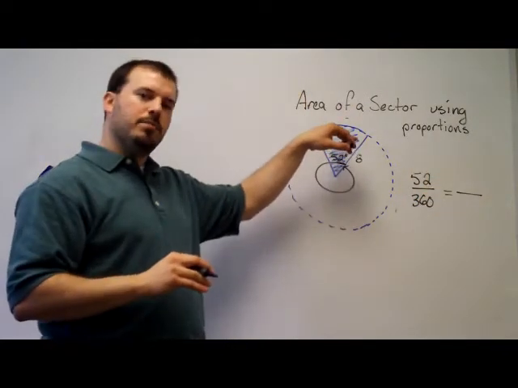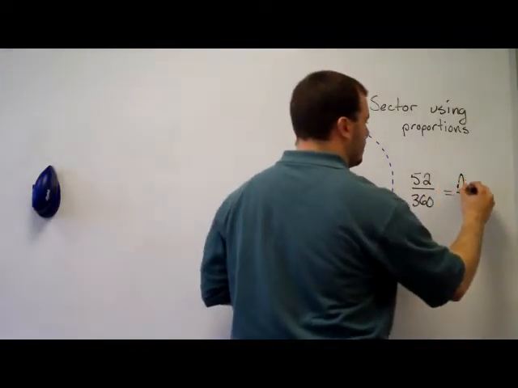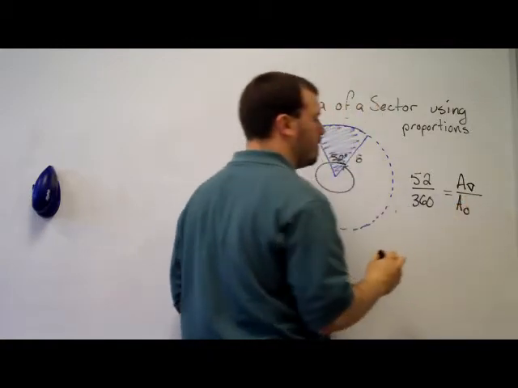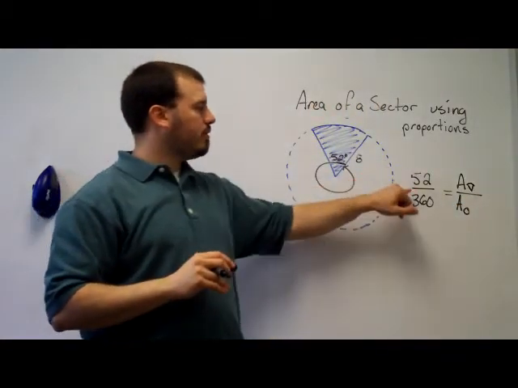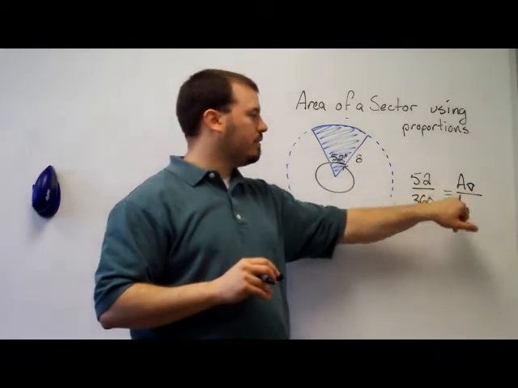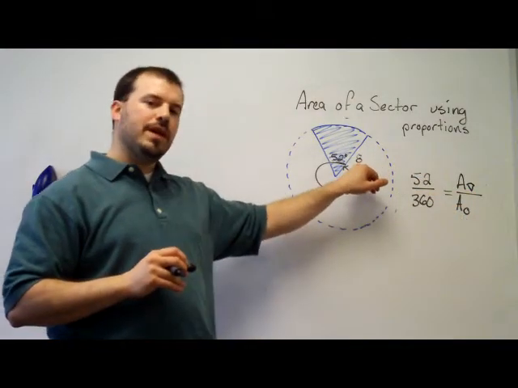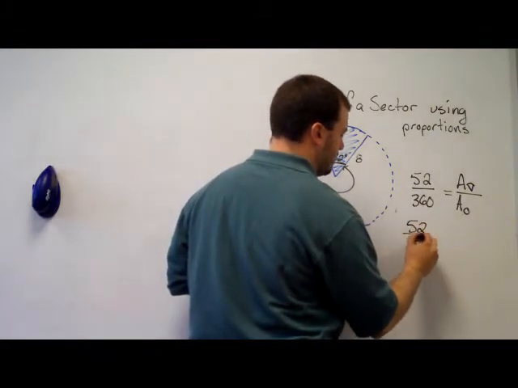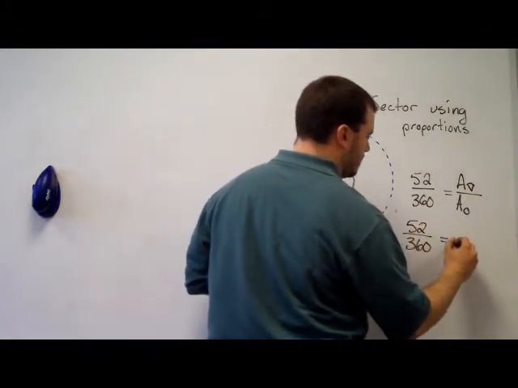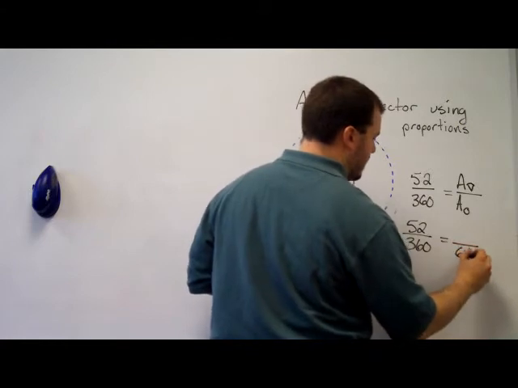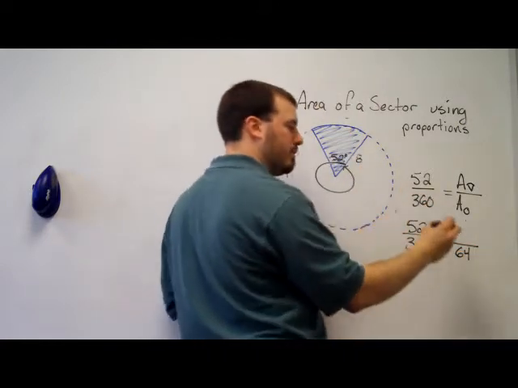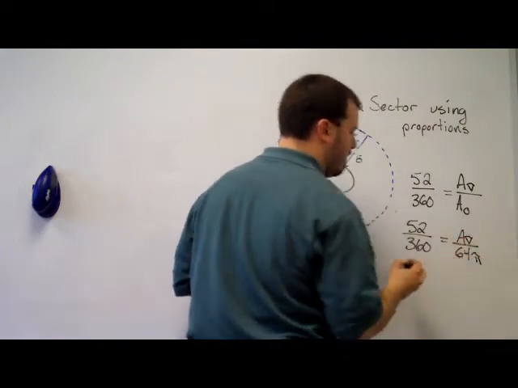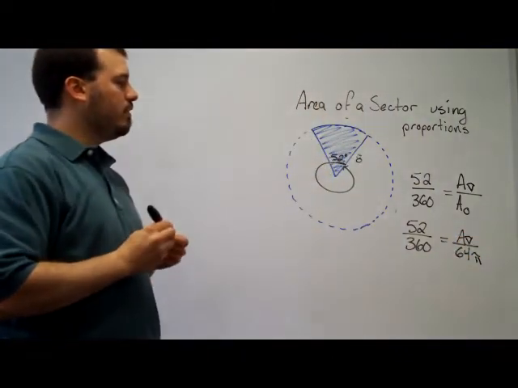The area of the sector is the part, and the whole is the area of the circle. So 52 over 360 is equal to the area of the sector over the area of the circle. Well, we have enough information to find the area of the circle. It's pi r squared. 8 is the radius, so it's 64 pi.